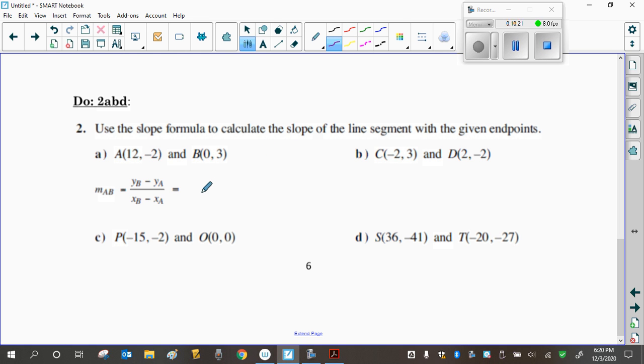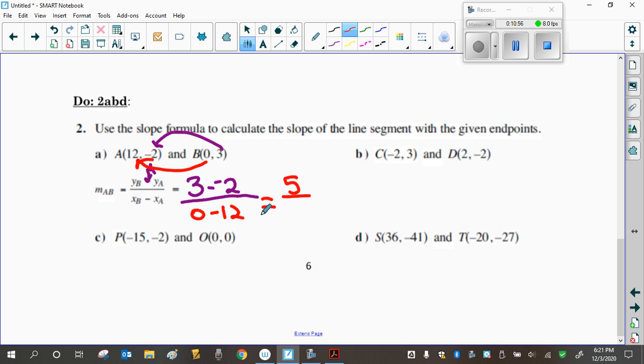Okay, so for this one, the slope is y2 subtract y1. So is that going to be 3 subtract negative 2 or just 3 subtract 2? No, the subtraction sign's in the formula and there's a negative sign, so it's subtract negative 2. And then this one is 0 subtract 12. And then 3 plus 2 is 5 and negative 12. And what you do have to do when you have a negative sign in the bottom, you got to move it up top.